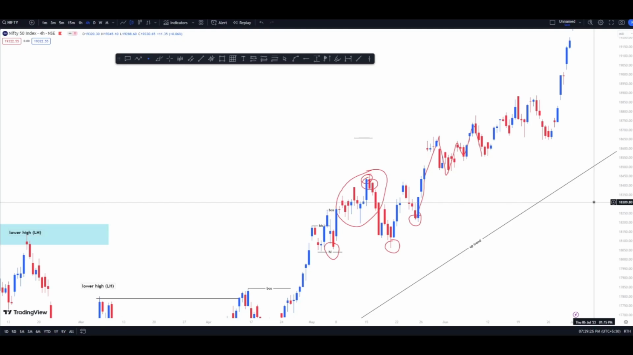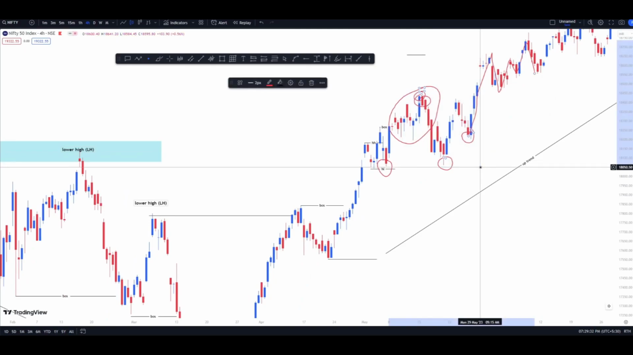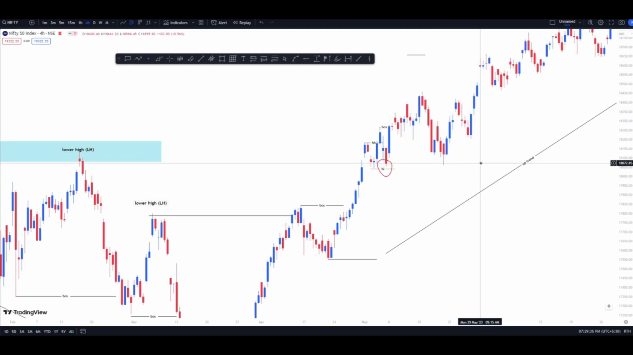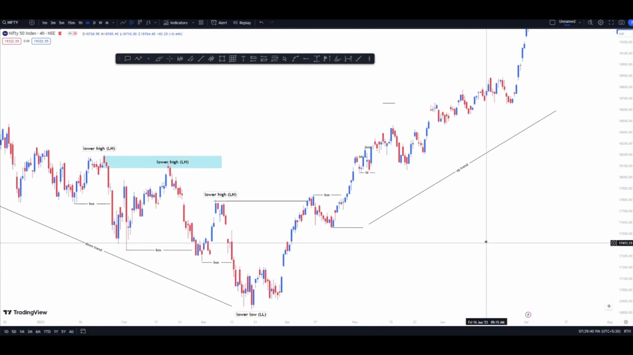The remaining examples I will leave for your assignments, to identify the market structure and to identify supply and demand. So what do I mean by supply and demand? Do you guys have your own definition of supply and demand? Let me know in the chat box.